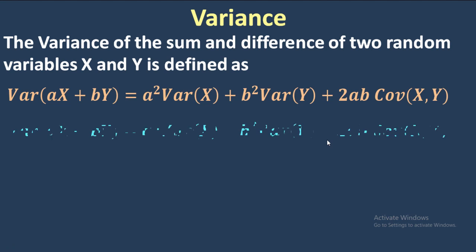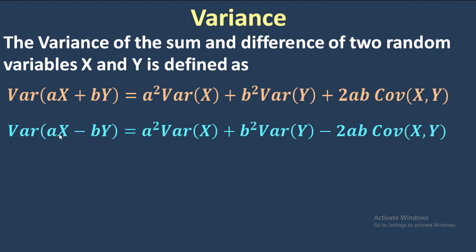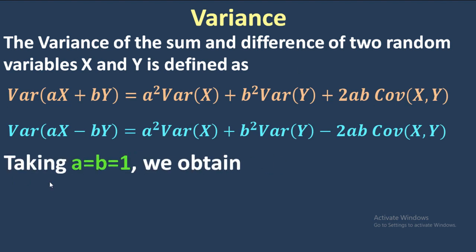Similarly, the difference, that is variance of ax minus by, is equal to a square times variance of x plus b square times variance of y minus 2ab times covariance of x comma y. So these are the definitions for the variance of the sum and difference of two random variables x and y. Now suppose a is equal to b is equal to 1.